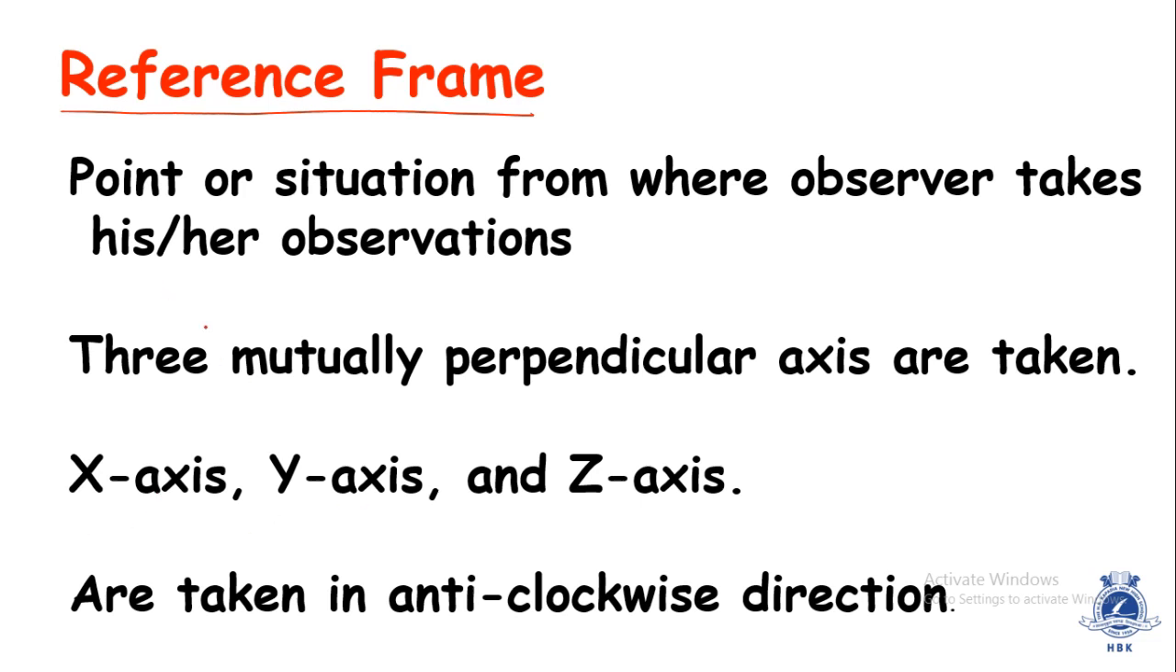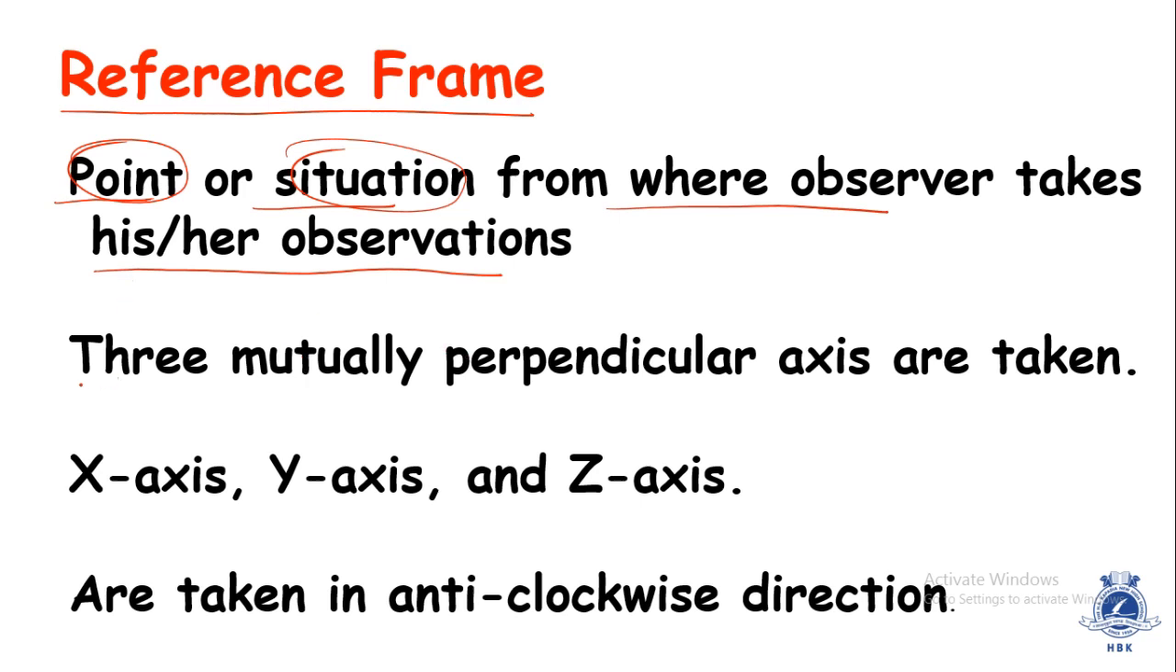Similarly, if we are going to fit a motion inside the x-axis, y-axis, and z-axis, then it's said to be a reference frame. For example, let's see the definition. A reference frame is a point or situation from where the observer takes his or her observation. This is the definition given in our textbook. So from where we take the observation, it's called a reference frame. We'll come to this definition again.